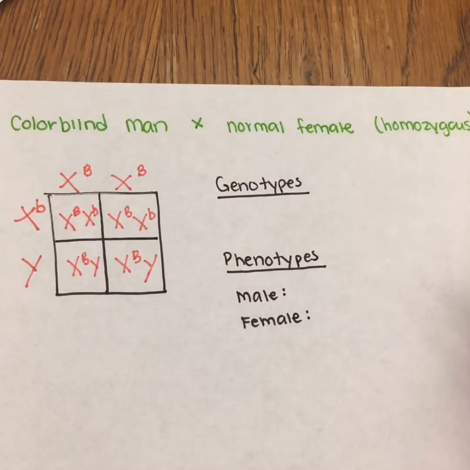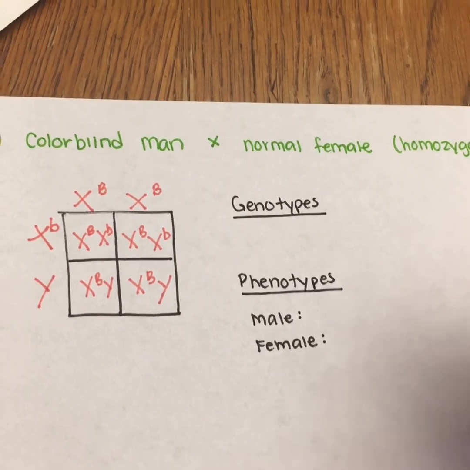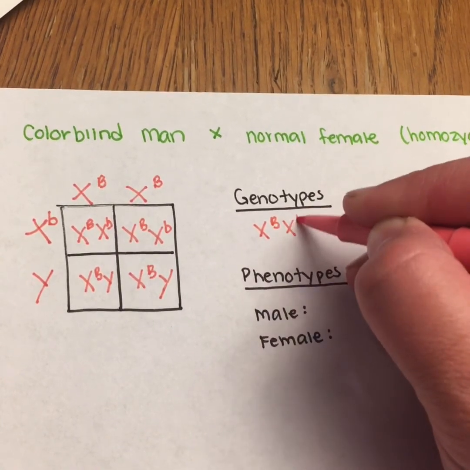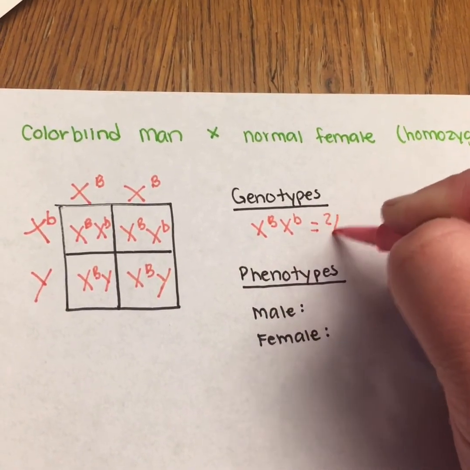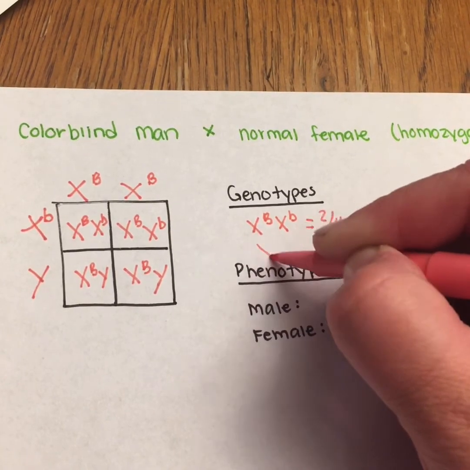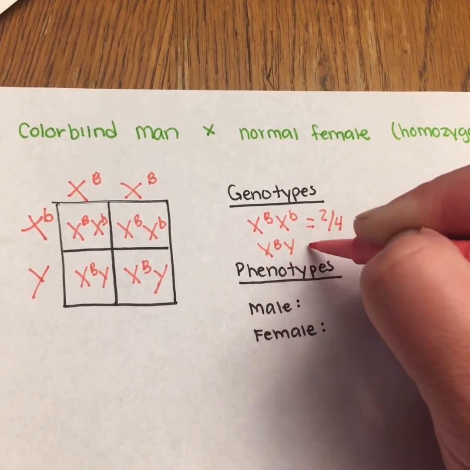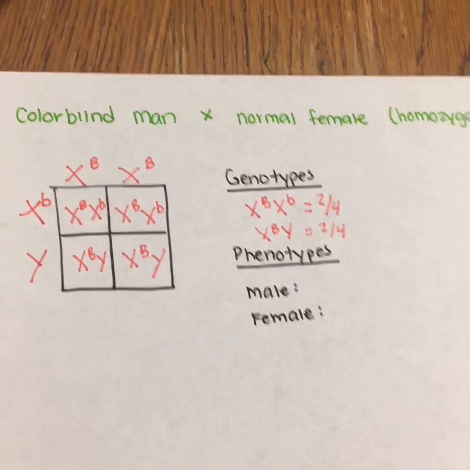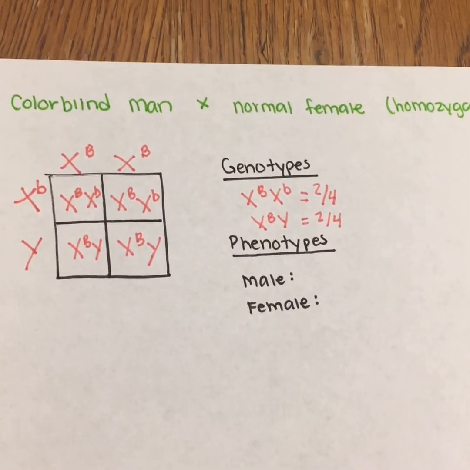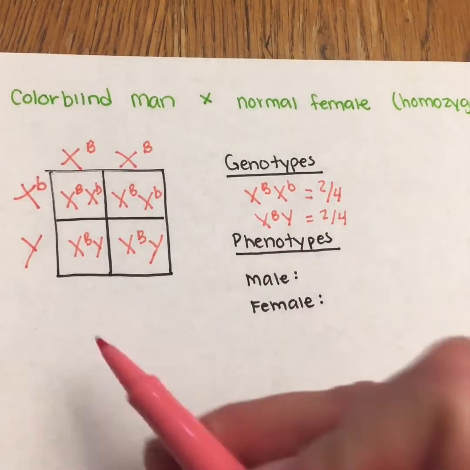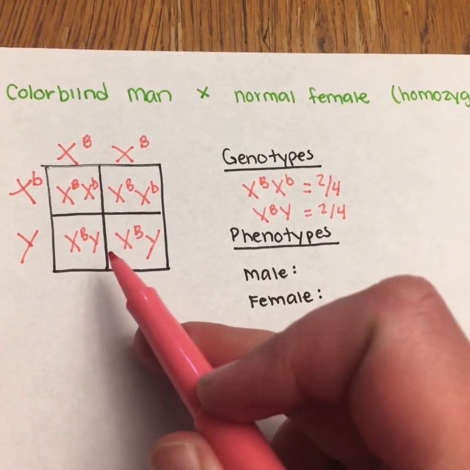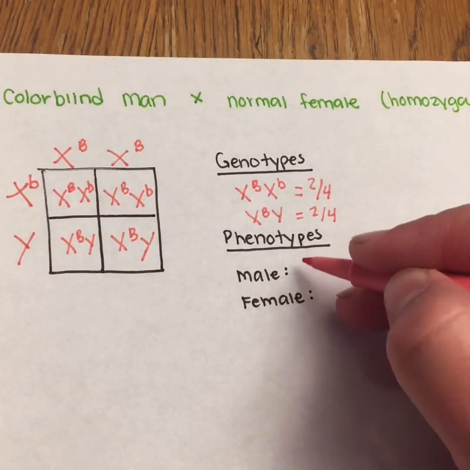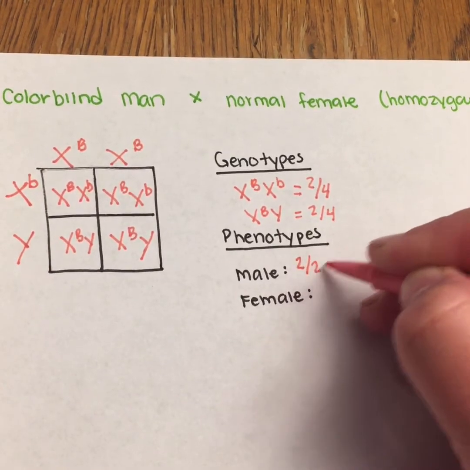All right. Now for our genotypes, we have 2 possible genotypes. We have X big B, X little b, 2 out of 4. And then we have X big B and Y, also 2 out of 4. Now when it comes to doing phenotypes for sex-linked traits, we have to divide it out into males and females. So in this case, when we look at the males, which are here at the bottom, we notice that our phenotype is normal because they both have a dominant allele. So in males, it would be 2 out of 2 normal.